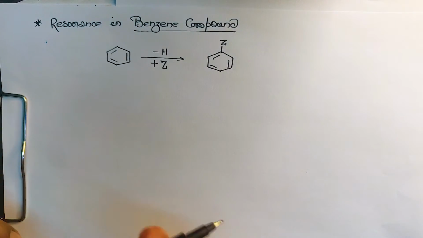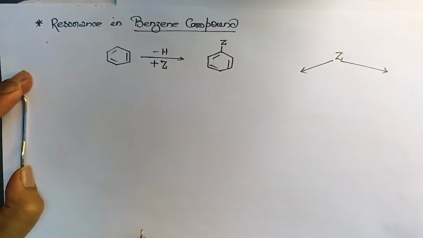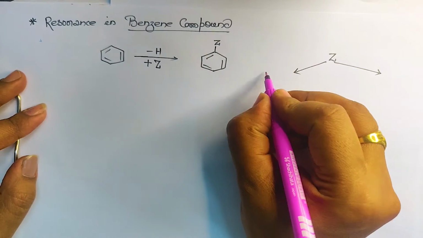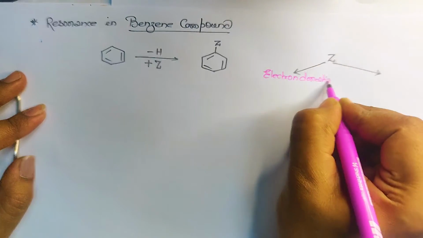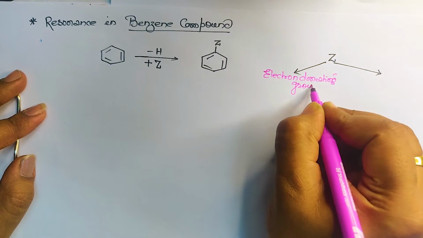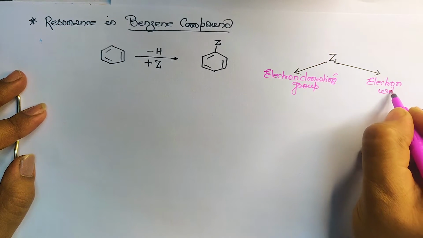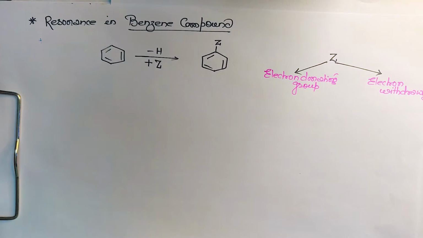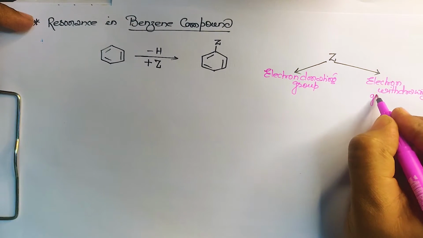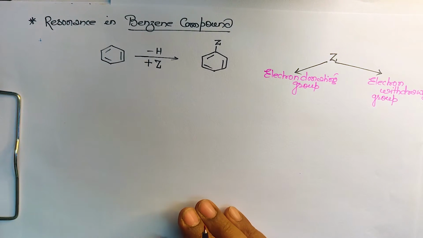नाउ इस Z को हमने दो पार्ट में डिवाइड करना है. Z can be of two types. One is called electron donating group and the other is called electron withdrawing group. Don't panic, just आराम से समझोगे समझ में आएगा. It's not like कोई बहुत बड़ा ये नहीं है, बहुत आसानी से समझ में आएगा. ठीक है, so try to understand. The Z can be of two types. What I said, electron donating group जो इलेक्ट्रॉन देगा and electron withdrawing group जो इलेक्ट्रॉन लेगा.